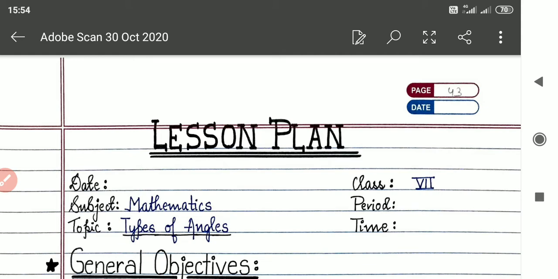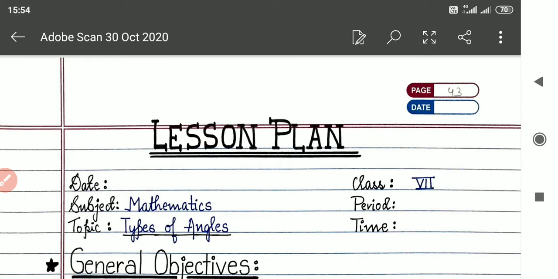Hello, students. Today we shall understand how to make a lesson plan of mathematics, and today we shall understand it from the topic types of angles, which is in the class 7 syllabus. As you see, we have written lesson plan, then the date, subject, and topic, and on the right hand side, you can see class, period, and time is mentioned.